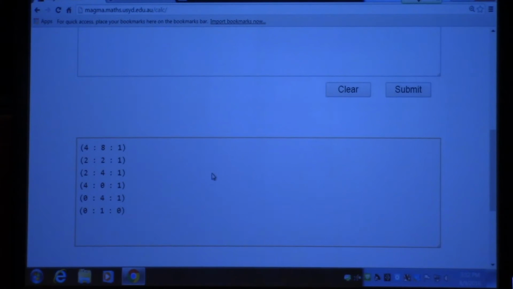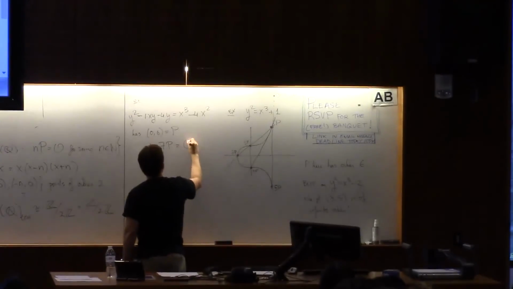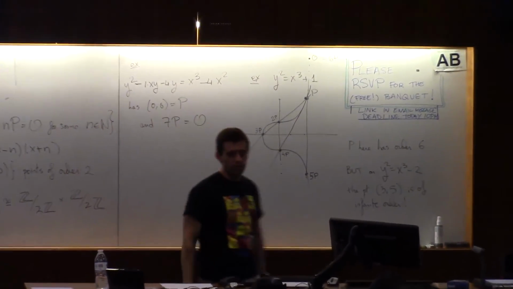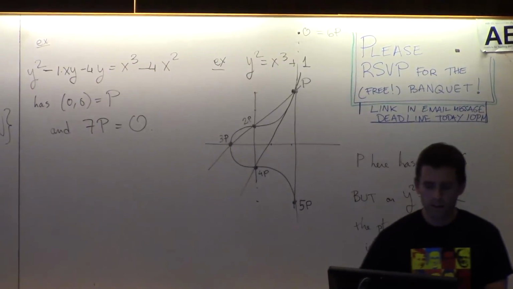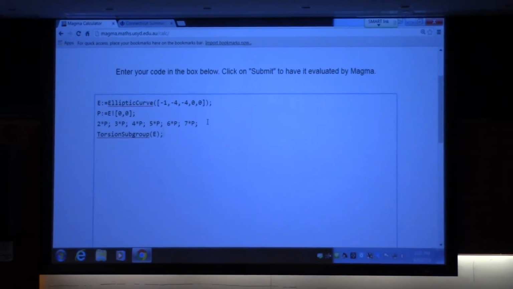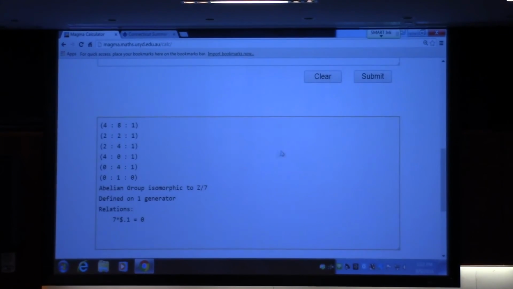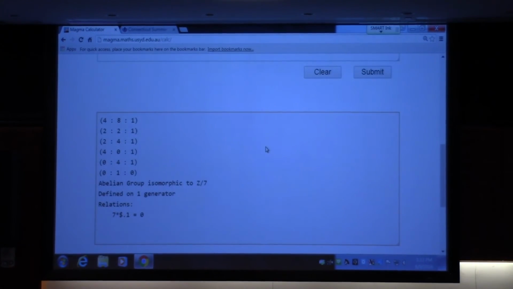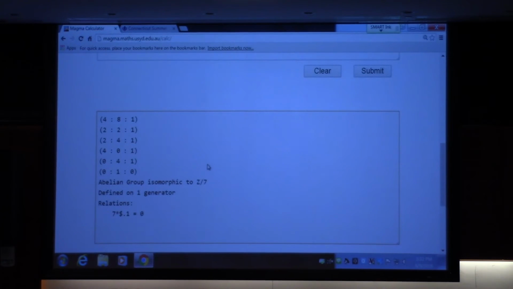So here are the multiples of P. This is 2P, 3P, 4P, 5P, 6P, 7P. (0, 1, 0) is the point at infinity. So 7P is out. Okay? So P is a point of order 7. I can just verify that easily. I can ask Magma, to be so kind, what's the torsion subgroup of this curve? And I just sent information to Australia, and Australia responded, it's 7.